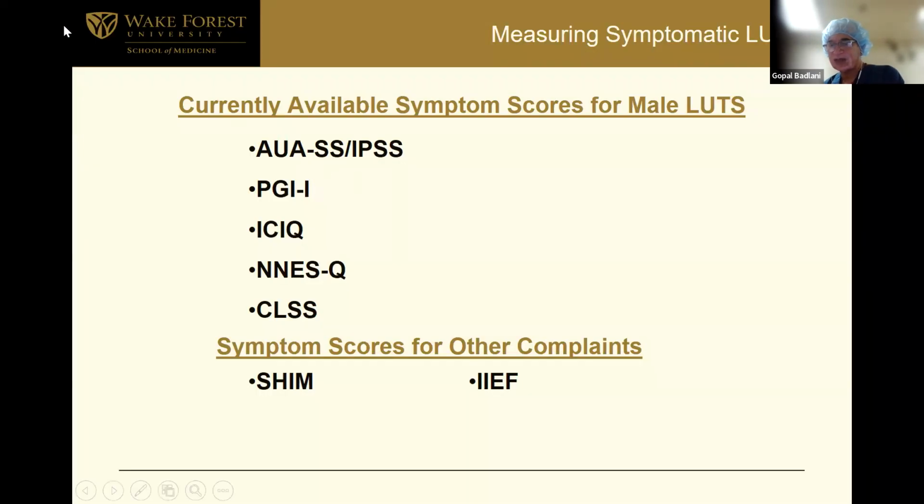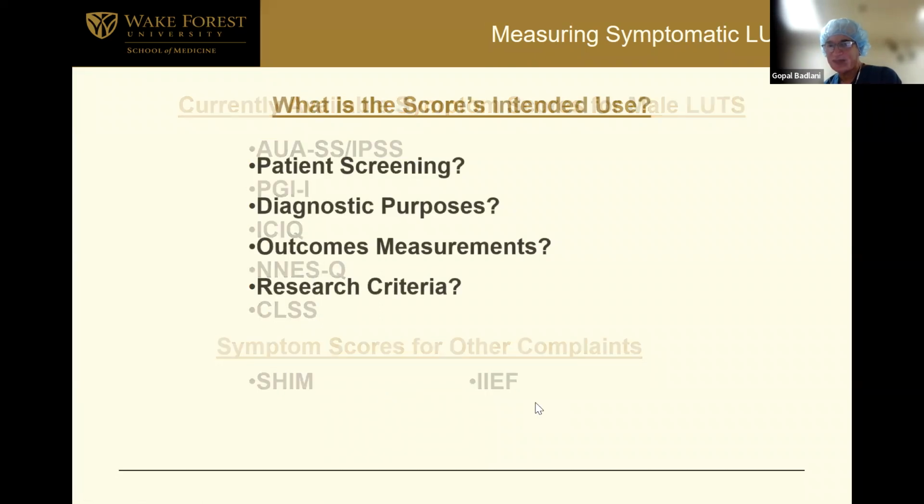A variety of symptom scores are available to help you assess. The AUA symptom score, or IPSS, which is the same, is helpful in scoring, but it's not qualitative. It doesn't give you the bother or the symptom. The score can be driven by one symptom alone, and that's why it's not specific. A variety of other questionnaires get more involved. There is associated erectile dysfunction, so SHIM or IIEF should be done at the same time.